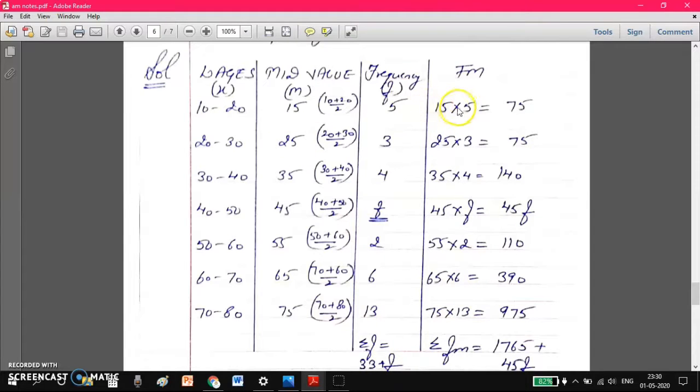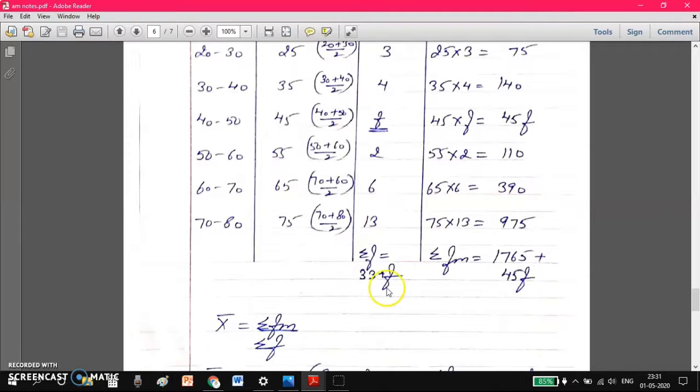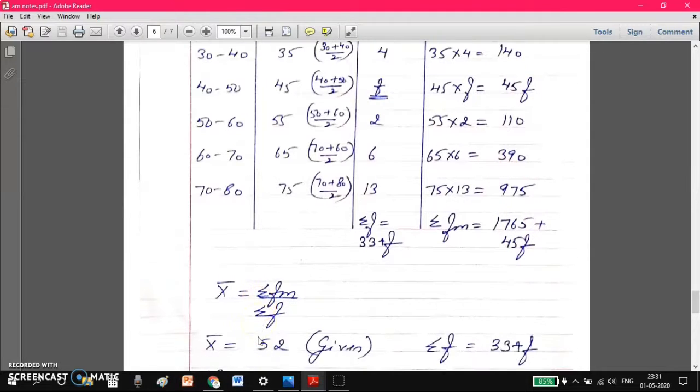So after having m and f, we'll multiply them. This is the mid value formula, the direct formula we'll use here. So f and m get multiplied, and in the 40-50 series, where we have to find the value of f, at the time of multiplying 45 with f, we'll write 45f. Fine. We have to mention this in the totaling as well. The total of f, we wrote 33 plus f, and here we have to write the total of all the other numbers plus the term containing f. So the direct method will be followed.